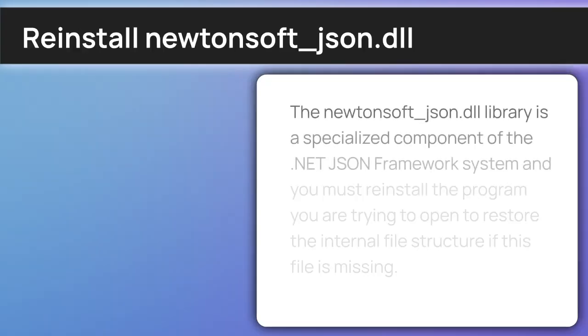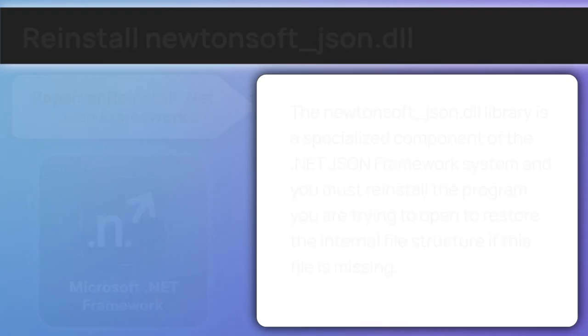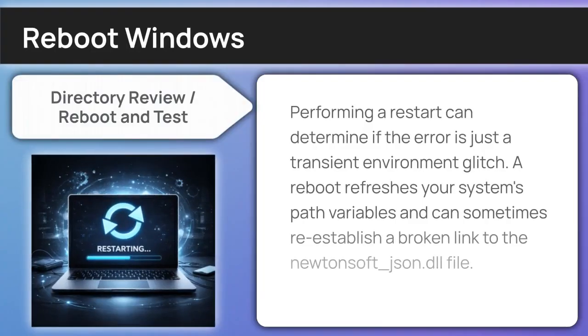The Newtonsoft JSON module DLL library is a specialized component of the .NET JSON Framework system, and you must reinstall the program you are trying to open to restore the internal file structure if this file is missing. When a standard software refresh isn't enough, we need to bypass the automated installers and look at manual system state resets. If your system has been running for an extended period, a reboot might be necessary to resync your background processes and clear any temporary locks on the Newtonsoft JSON module file.